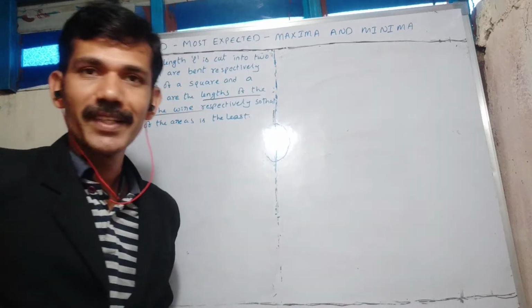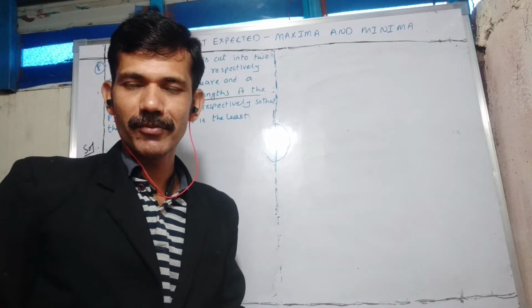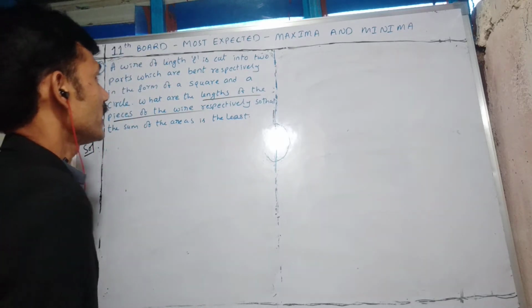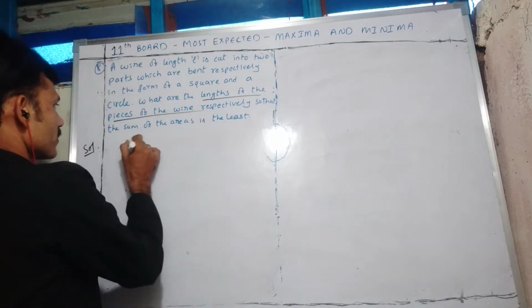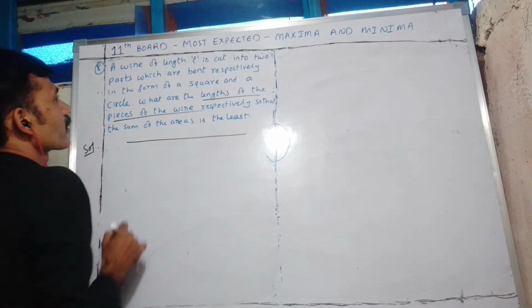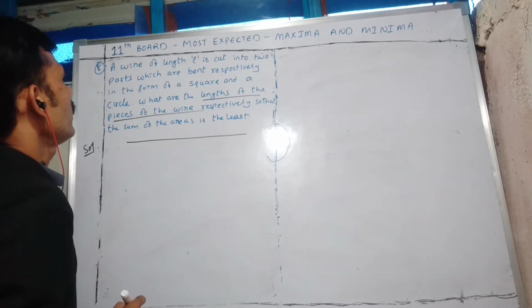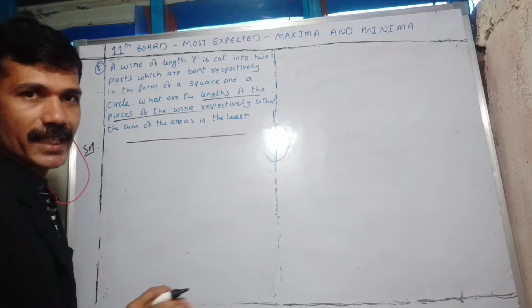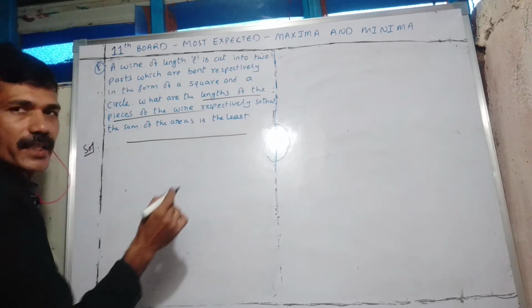Welcome to all. Let us solve a typical problem from the Applications of Derivative chapter. A wire of length L is cut into two parts, which are bent respectively in the form of a square and a circle. The length of the wire is given.